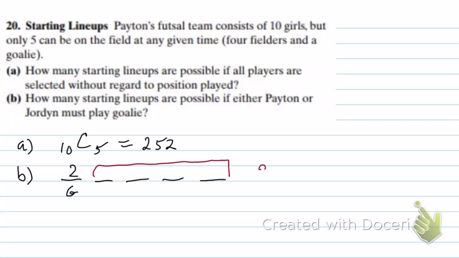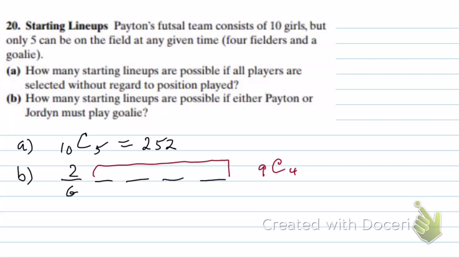So that would be 9 combination choose 4. What do we get there? So if order doesn't matter, it's always combination. I hate saying always.